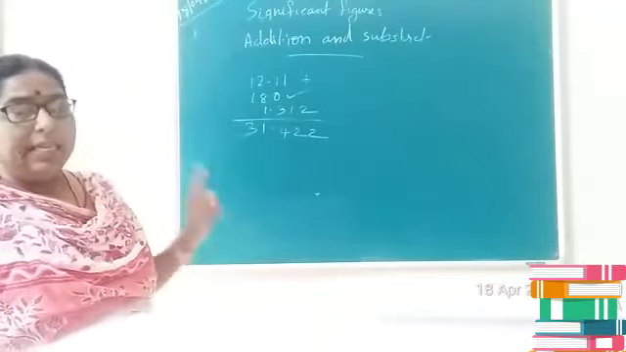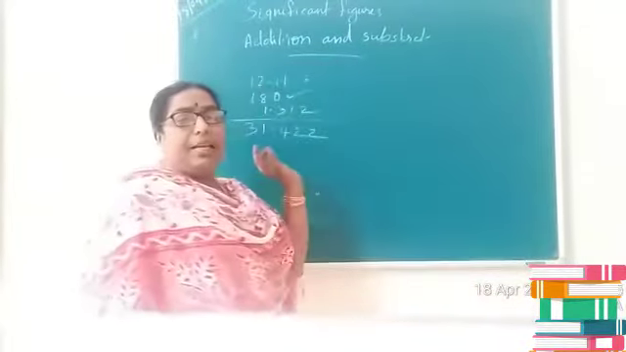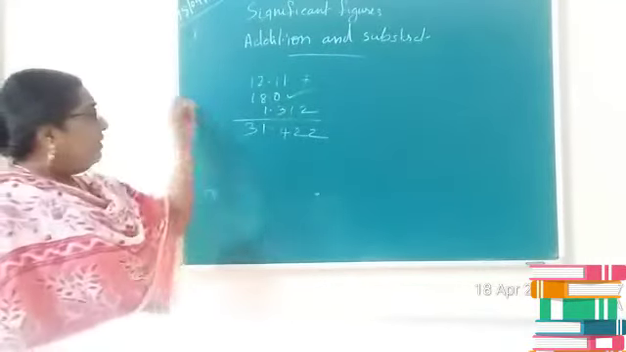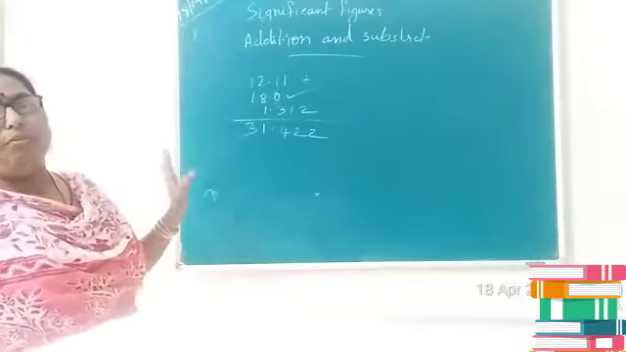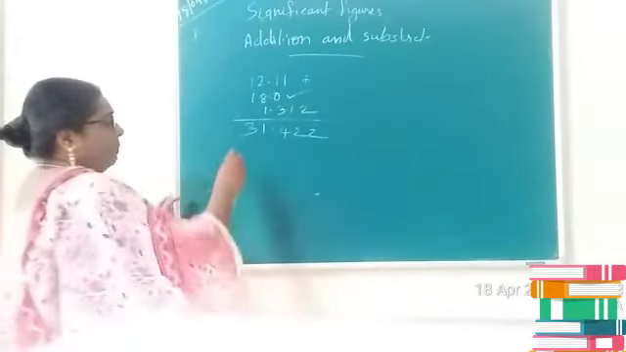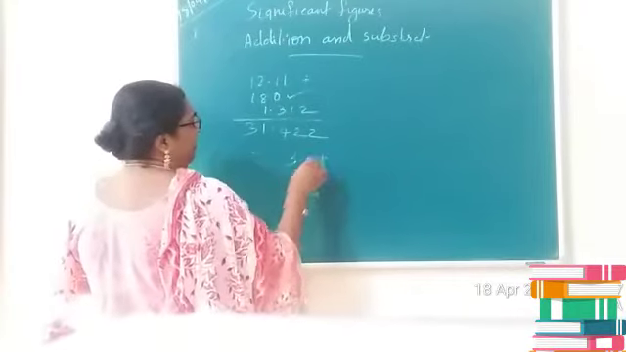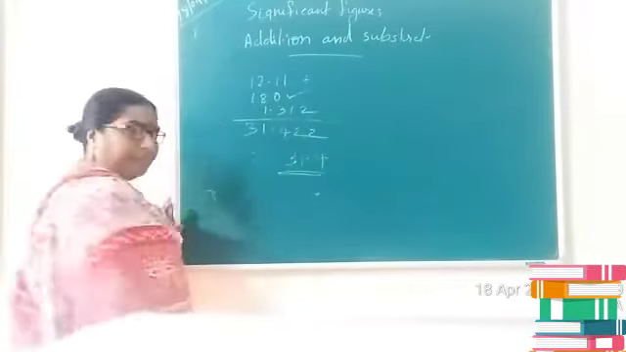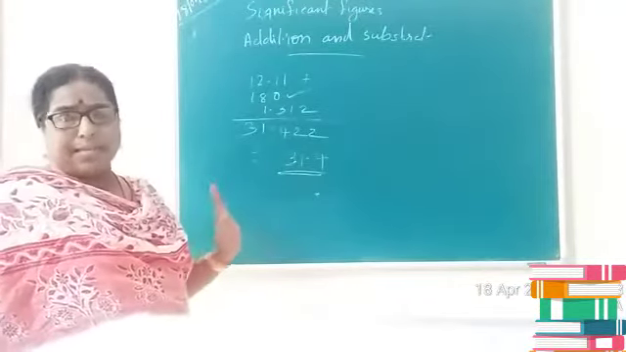Is it clear, children? Whenever you are doing addition and subtraction, to find out the number of significant figures, we will see the number which is having the least number of decimal places. That means your answer will be having three significant figures, that is 31.4. Is it clear, children? And the same is with subtraction also.